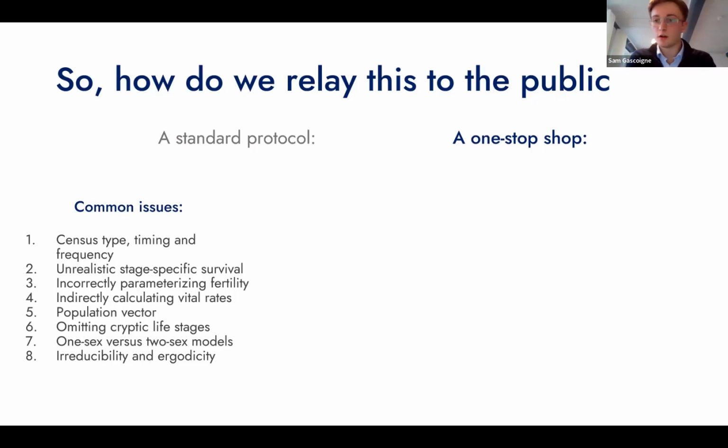Within the paper, we talk about common issues. This builds off Bruce Kendall's paper, but also there's a lot of explaining. And with all these common issues that you see, from census type all the way to incorrectly parameterizing fertility, and last but not least, more assumption level issues with irreducibility and ergodicity, we give recommendations for how to deal with these issues if these arise in your MPM construction.